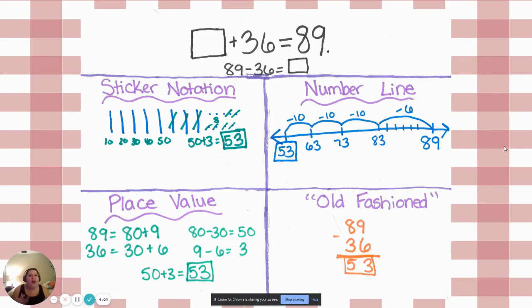Boys and girls, you want to be very comfortable and confident in 2 strategies because you will be asked to prove your response, to show your work. And oftentimes you're going to see it said, show how to solve this using 2 different strategies. So you need to feel comfortable and confident with 2 strategies. So I laid out 4 strategies for you. Let's go over them. First off, we have sticker notation.